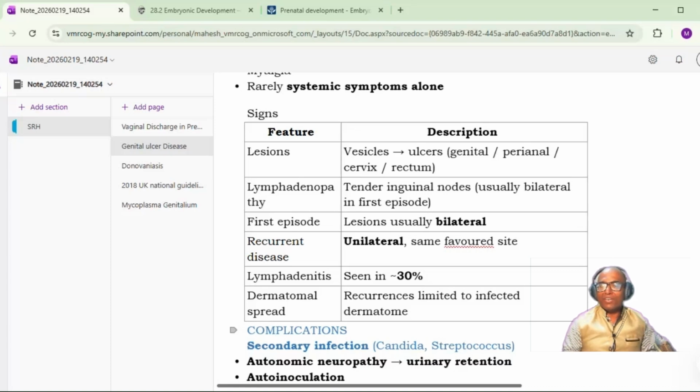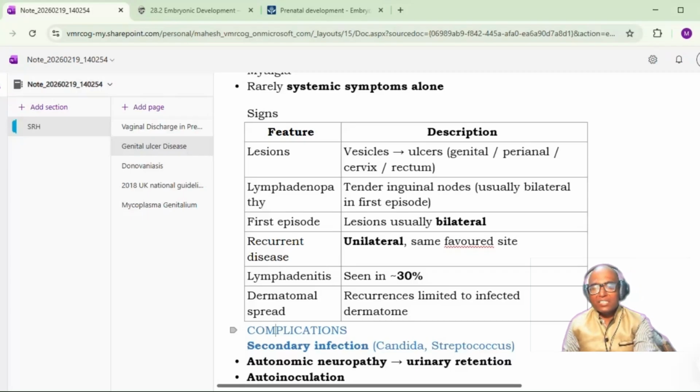So if you have lymphadenopathy in genital herpes, it may be unilateral or it may be bilateral. But if it is a first infection, it will generally be bilateral. First infection lesions are usually bilateral, so even the lesions will be bilateral, and lymphadenopathy will also be bilateral. While if it is a recurrence, generally you will have unilateral disease and maybe unilateral lymphadenopathy. Generally there will be one favored site, either right or left, and on that side there will be recurrence. Lymphadenitis is seen in only 30% of cases.